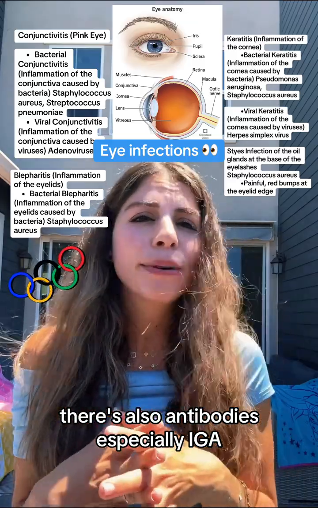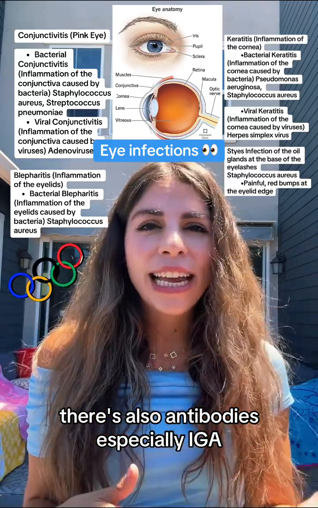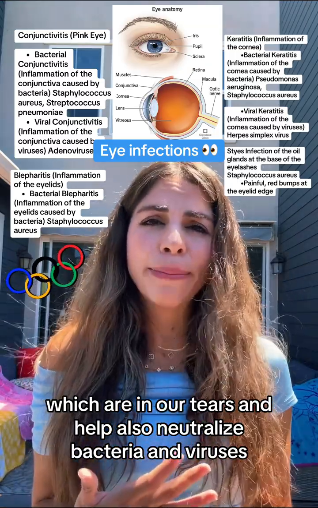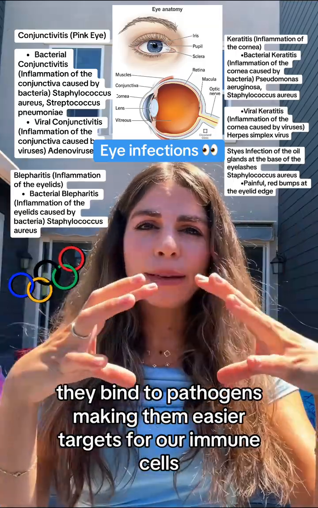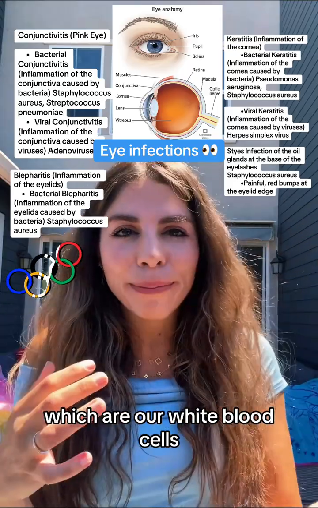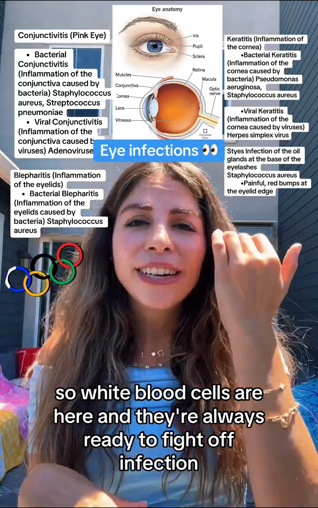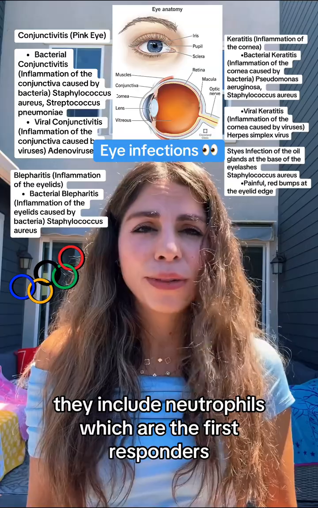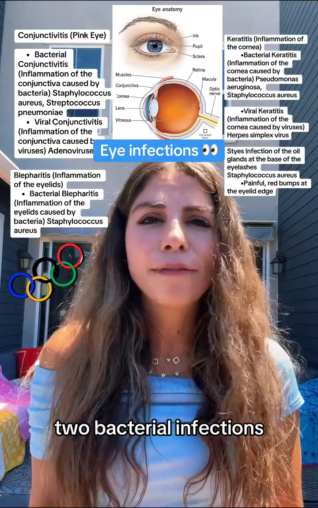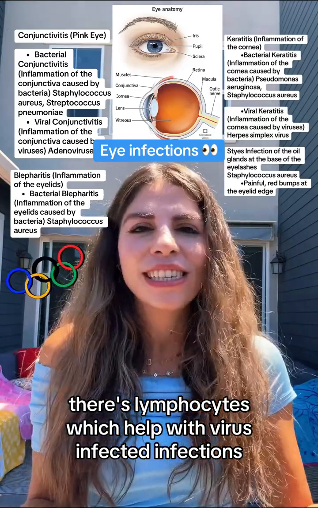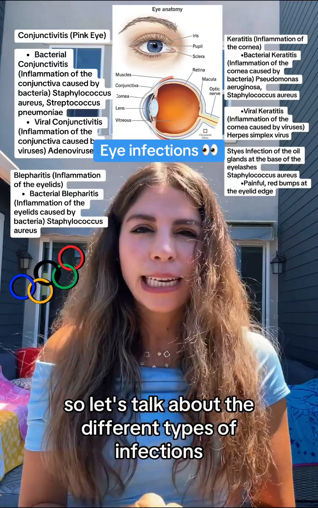There are also antibodies, especially IgA, which are in our tears and help neutralize bacteria and viruses. They bind to pathogens, making them easier targets for our immune cells, which are our white blood cells. White blood cells are always ready to fight off infection. They include neutrophils, which are the first responders to bacterial infections, and lymphocytes, which help with virus infections. So now let's talk about the different types of infections.